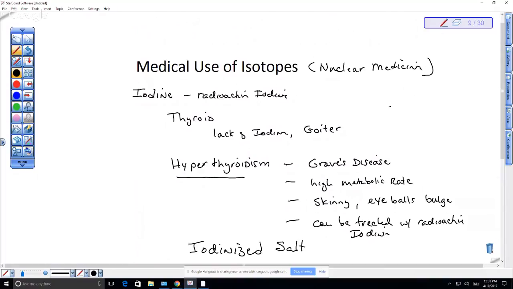And it's kind of interesting because when the Fukushima nuclear power plants erupted, it actually released radioactive iodine into the environment. And so one of the ways that they were treating people and trying to protect them from the radioactive iodine is they were giving them iodine pills.